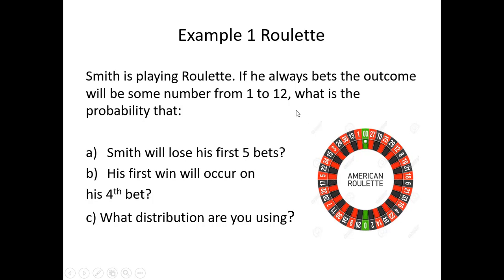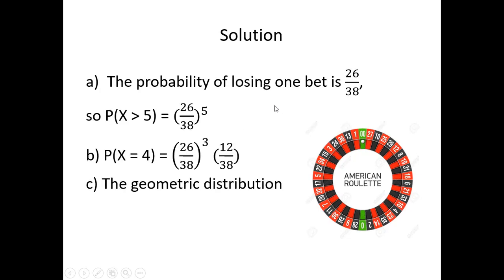So remember, he wins when one of the numbers from 1 to 12 comes up. So the probability of losing a bet would be 26 over 38. Right? The probability he wins would be 12 over 38. Probability he loses is 26 over 38. So the probability x is greater than 5, we could simply take the probability of losing and raise it to the 5th power. You could see here we are using the geometric distribution, which answers part C.